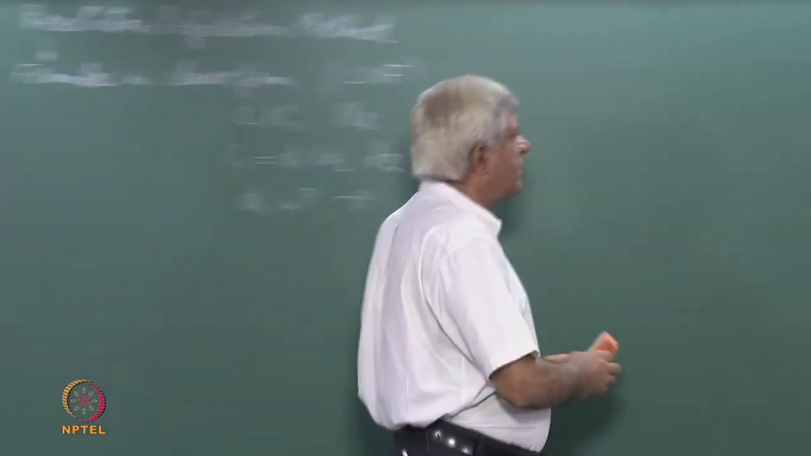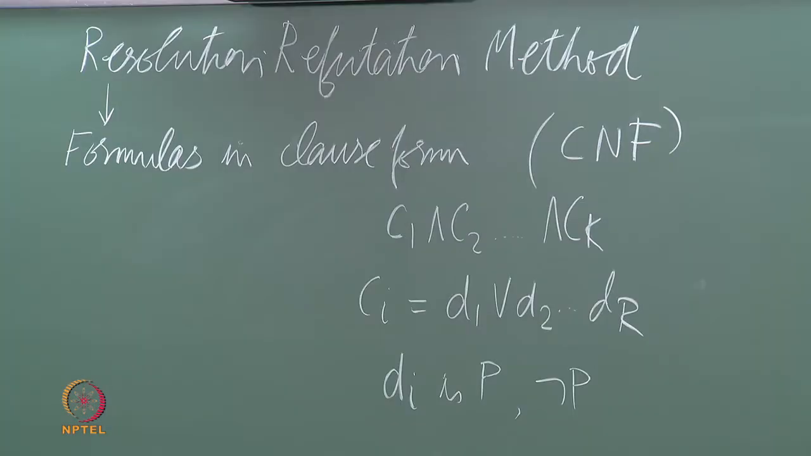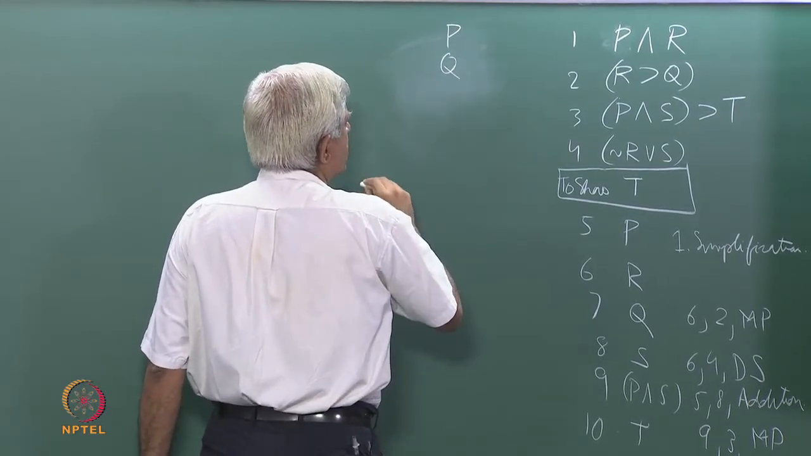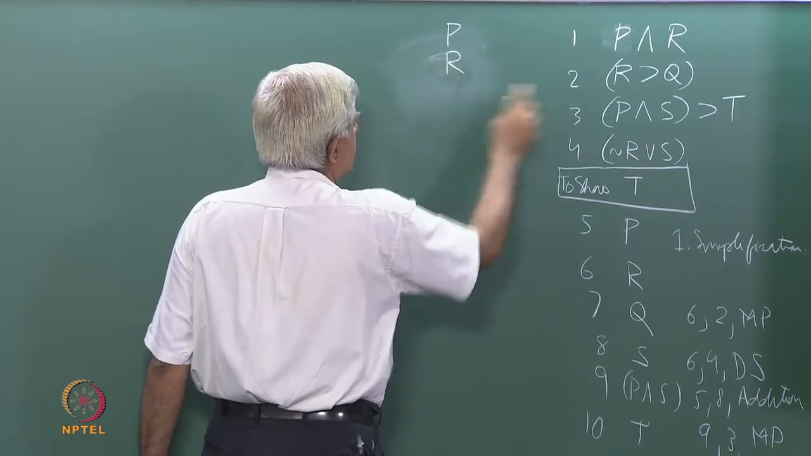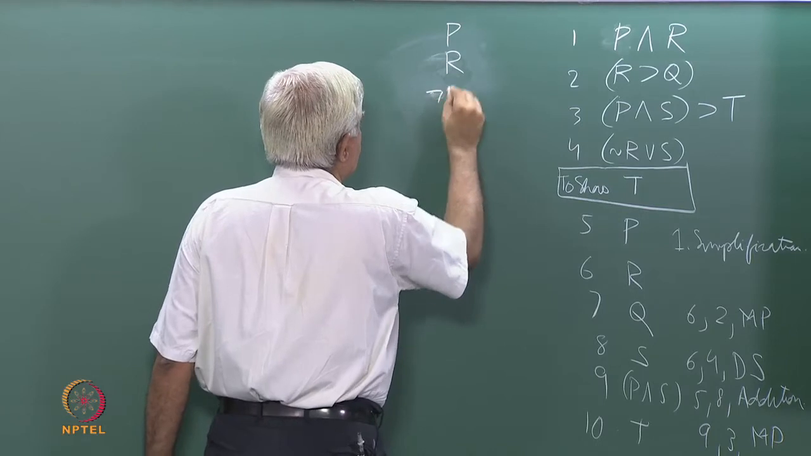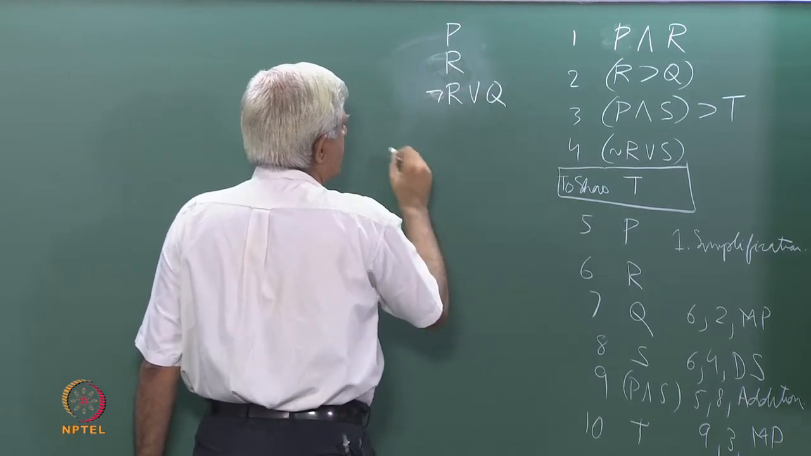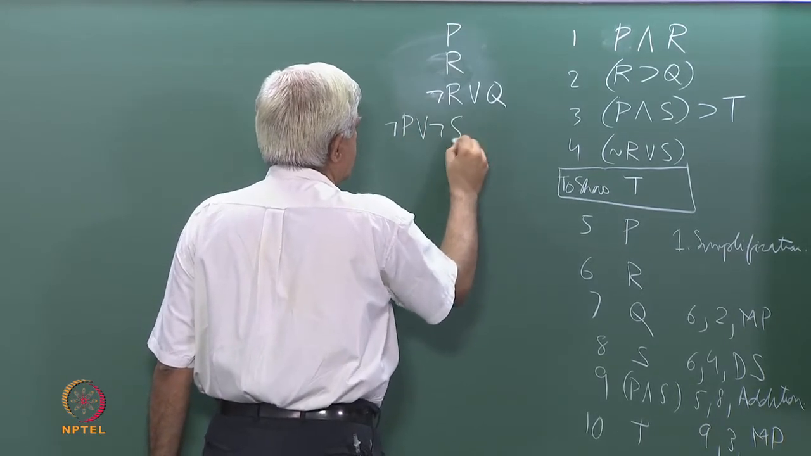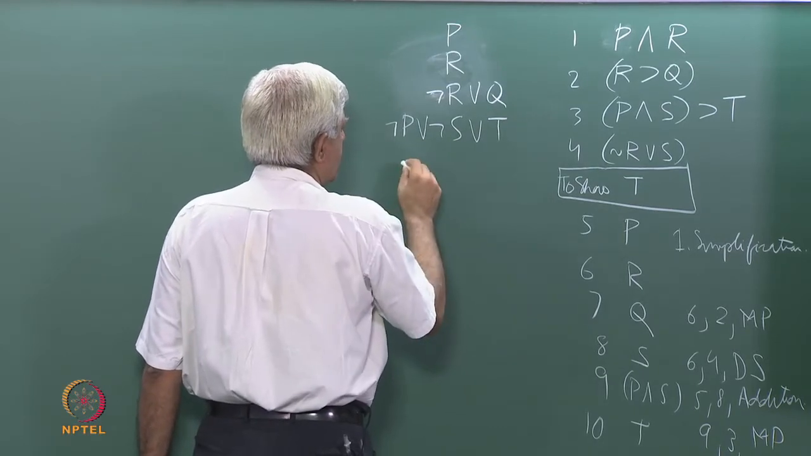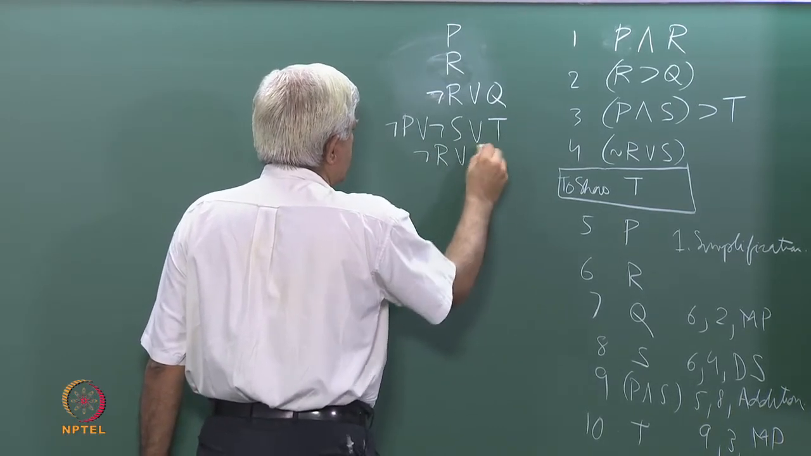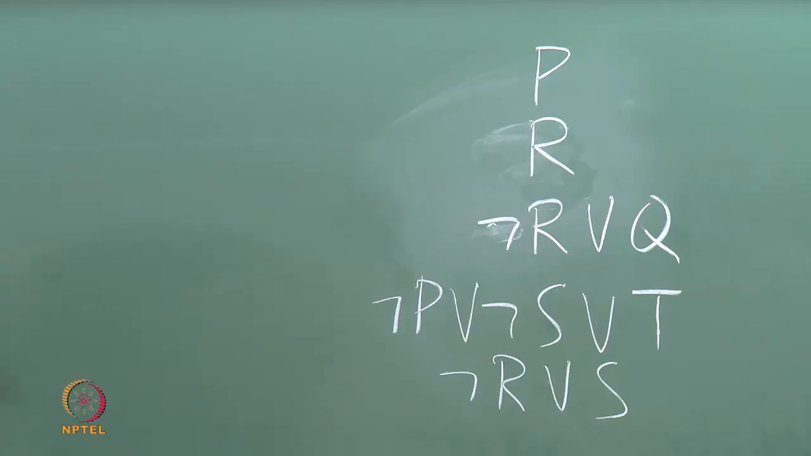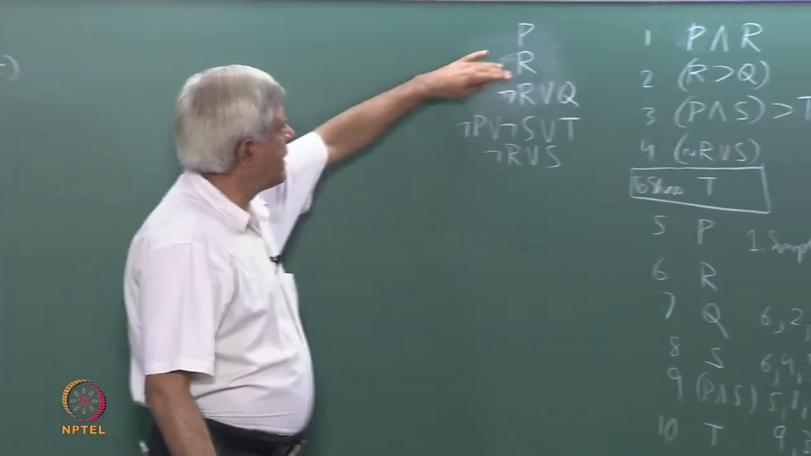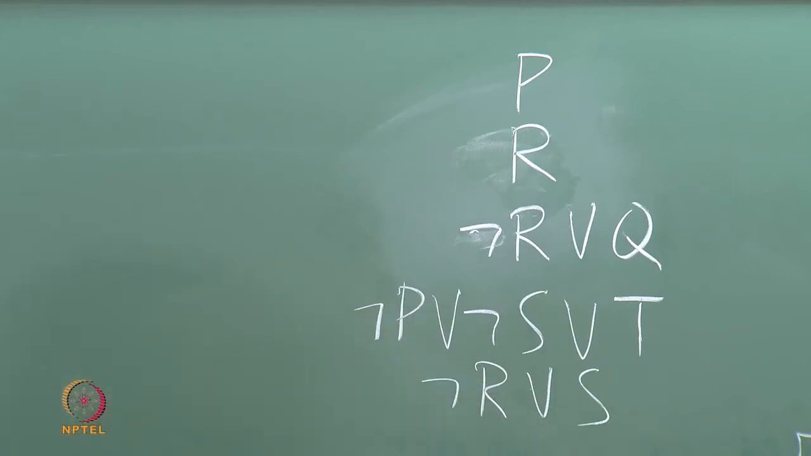So, for example, you could start off by converting this problem into clause form by saying P is a clause, Q or R is a clause, then not R or Q is a clause, then not P or not S or T is a clause, this corresponds to that, this is not R or S. So, I have converted these 4 sentences into clause form here. Each one of them is a clause and I can think of it as P and R and this thing and this thing and this thing. I have a larger formula.